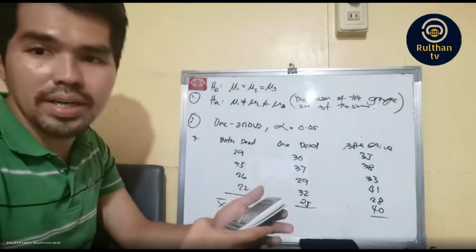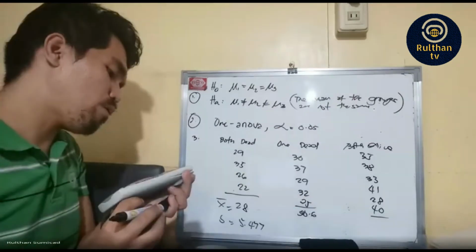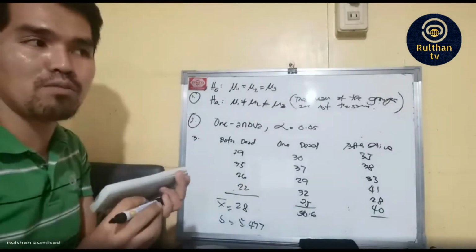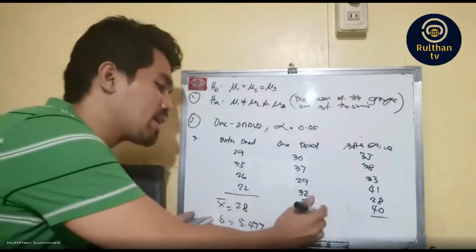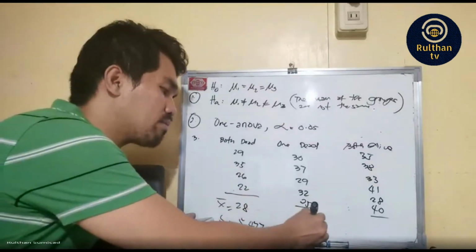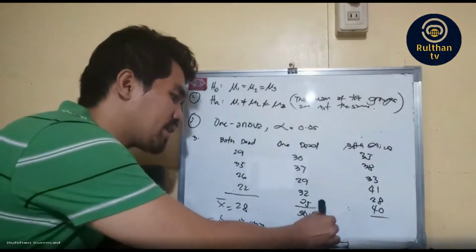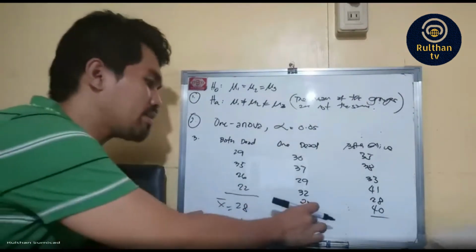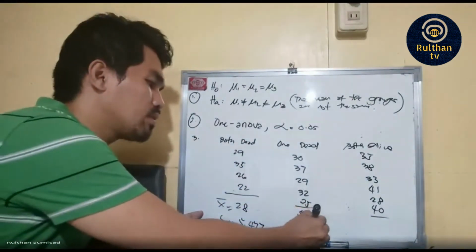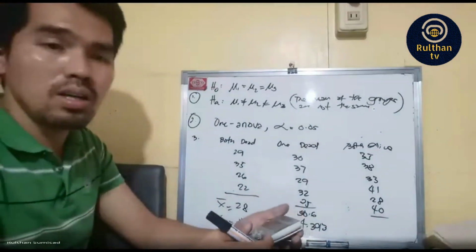5.477. It's 30.6, that's the mean. 4.393. 4.493. 393. Do you have this same value?